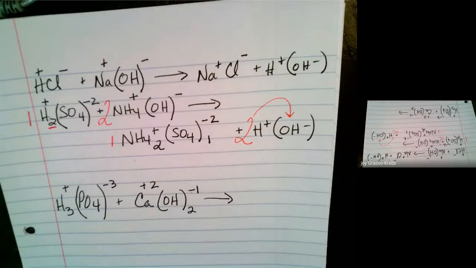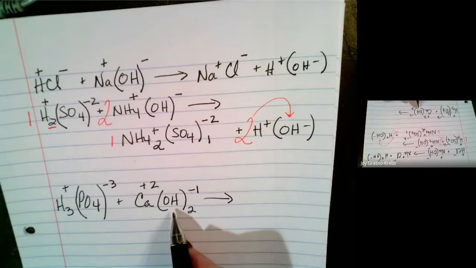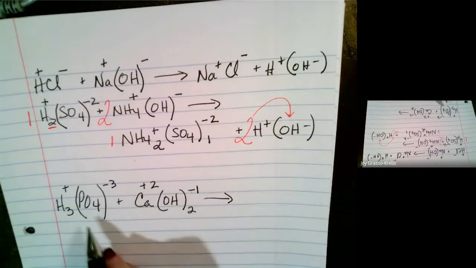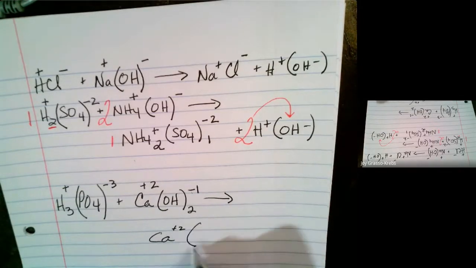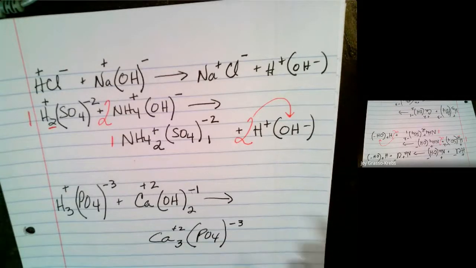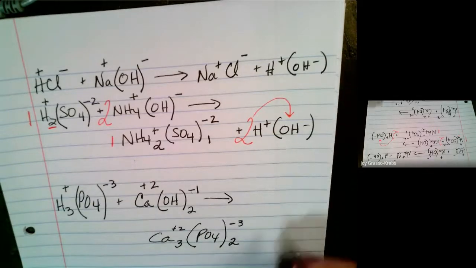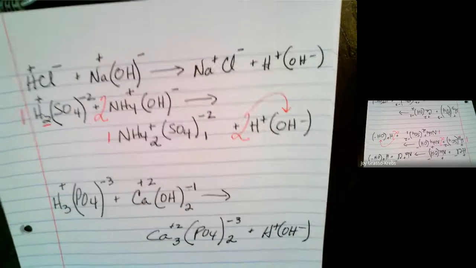Let's do the double replacement. We see the H is going to go with the OH, and we see the calcium is going to go with the phosphate. So calcium is the +2, phosphate is the -3. Not allowed. Can't lose 2 and gain 3. So we need the 3 down there, and we need the 2 over there. Plus H plus OH minus.